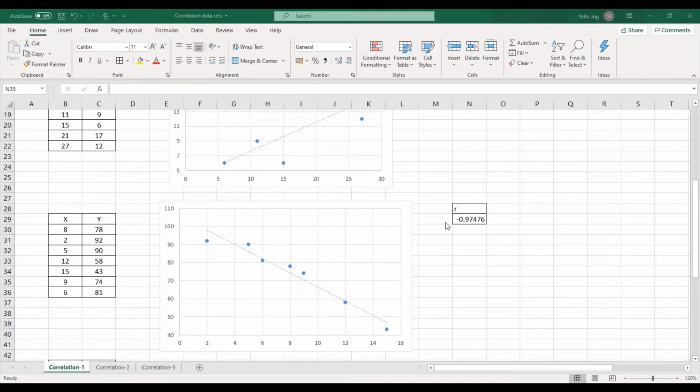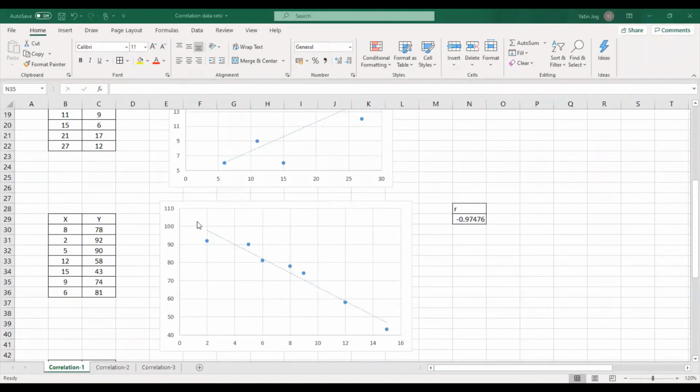Fine. So from the R value also you can see, and from the trend line also you can see that the deviation of my data points from the trend line is very less. So they are very close to the trend line. That means there is a strong negative relationship. There is a strong relationship basically. Now, what is the use of this trend line?